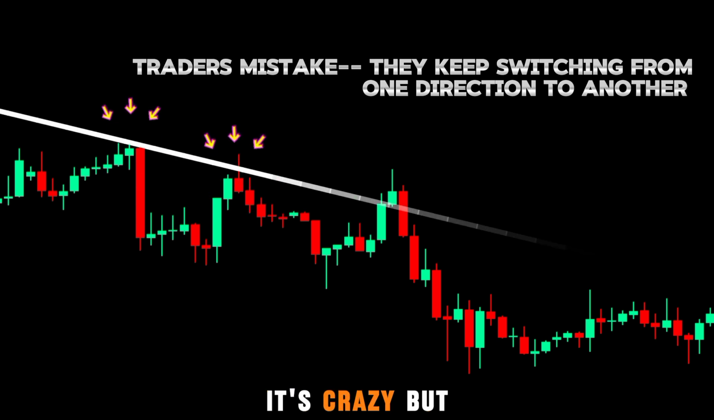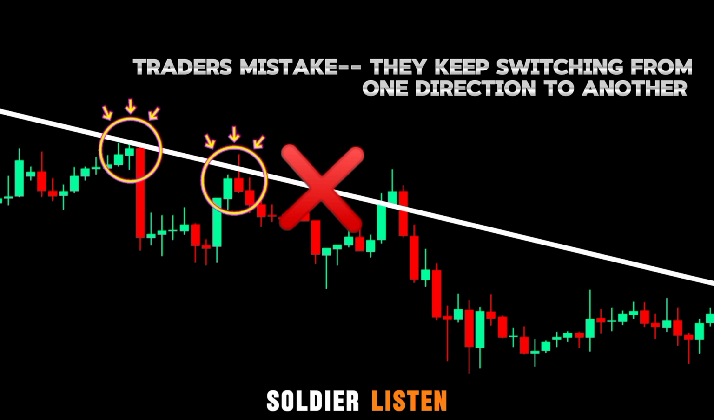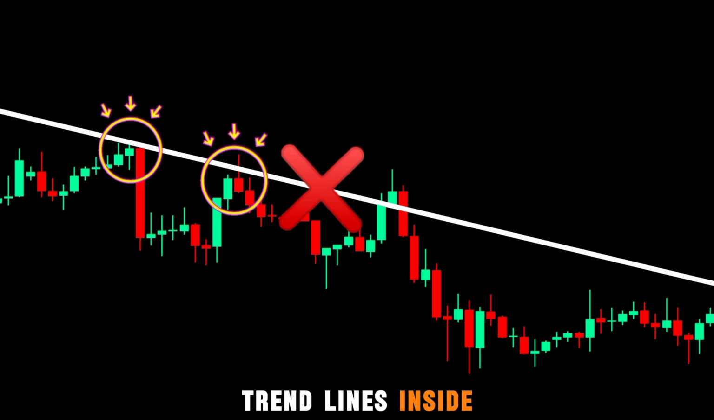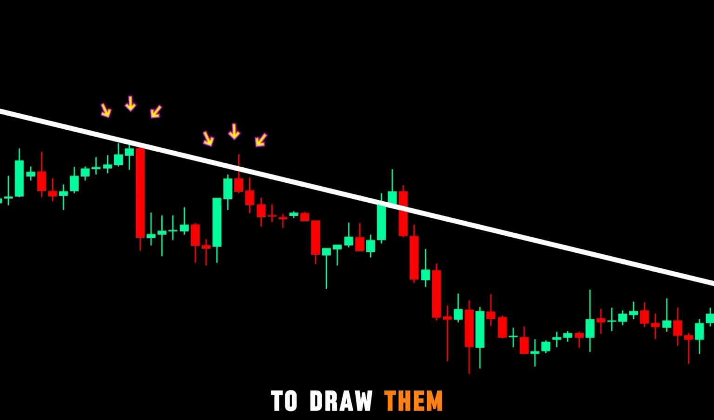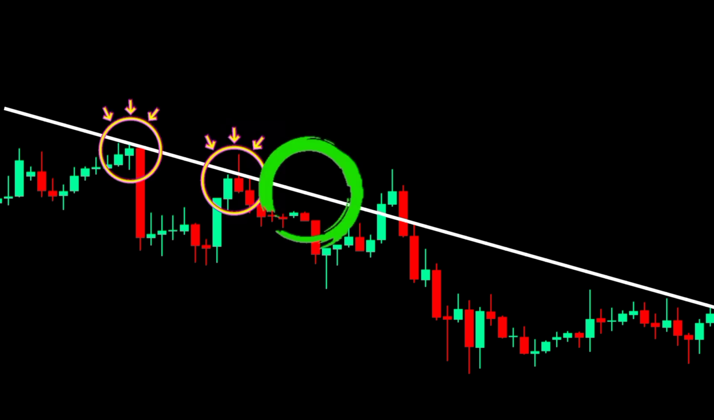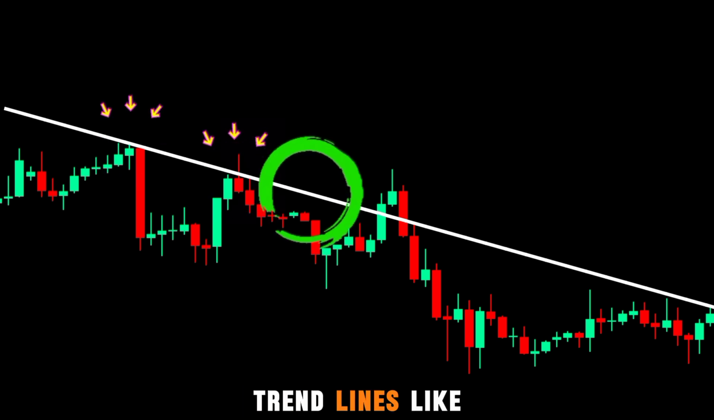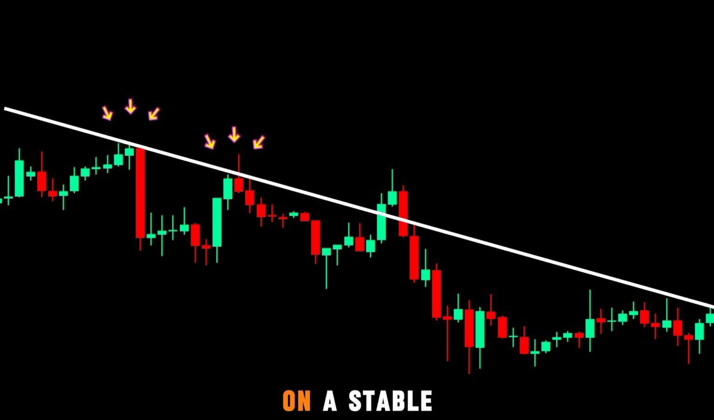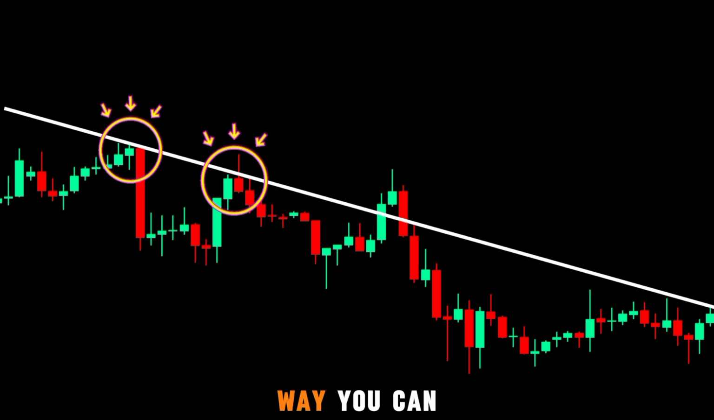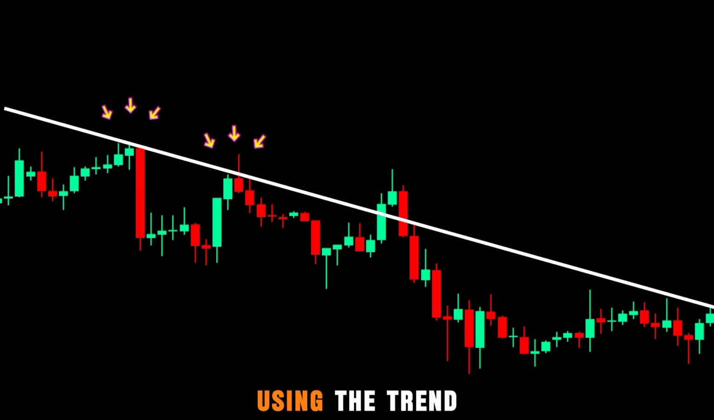It's crazy, but as a tribe soldier, listen, when drawing your trend lines inside the wicks, it is best to draw them close to the body of the candlesticks. For example, instead of drawing and switching the trend lines like a navigator, you draw it on a stable position, close to the body of the candles like this. This way, you can get more trades using the trend lines.